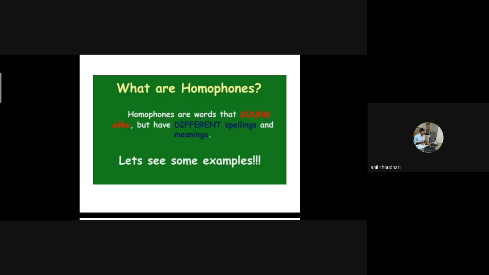Homophones are words that sound alike but have different spellings and meanings. While reading English books, novels, articles, we come across many words that are familiar. Some words are unfamiliar with us. Yes, but have you noticed that some words sound alike but have different spelling and meaning?